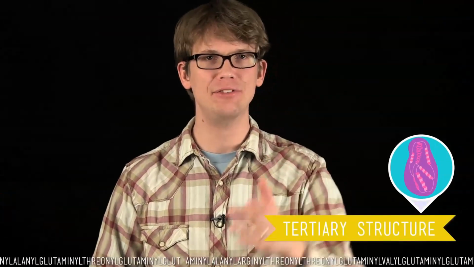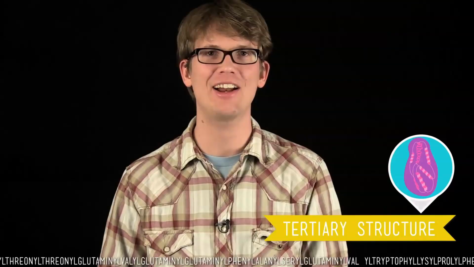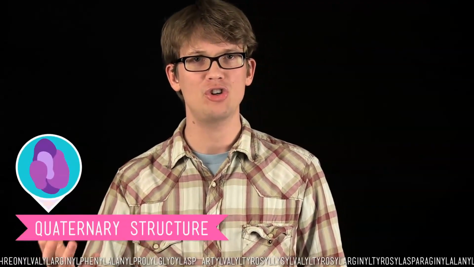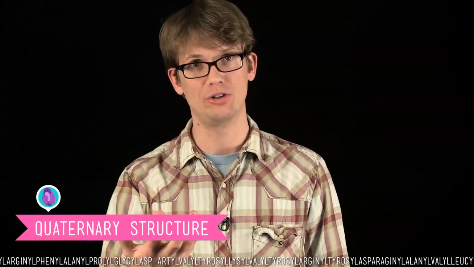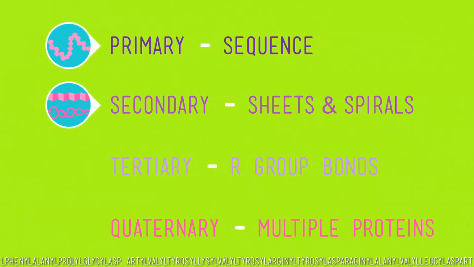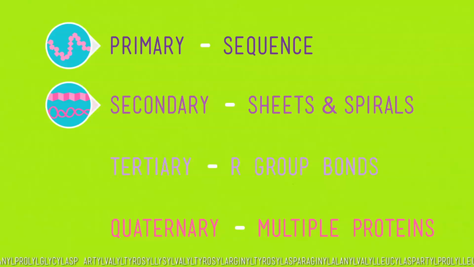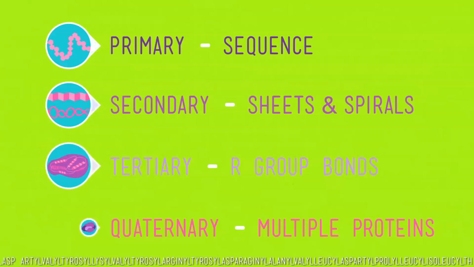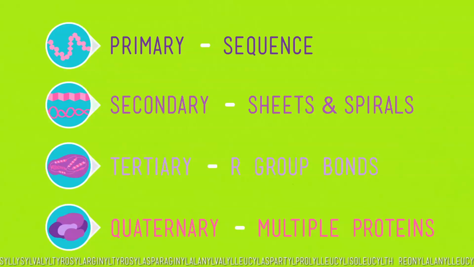So now we have a massively contorted polypeptide chain, and it actually contorts very precisely. Sometimes just one chain is what makes up the whole enzyme or protein. In other proteins, like hemoglobin, several different chains come together to form a quaternary structure. So quick review of structure. The sequence is the primary structure. The backbone of hydrogen bonds forming sheets and spirals are the secondary structure. R group bonds are tertiary, and the arrangement of multiple proteins together give the quaternary structure.